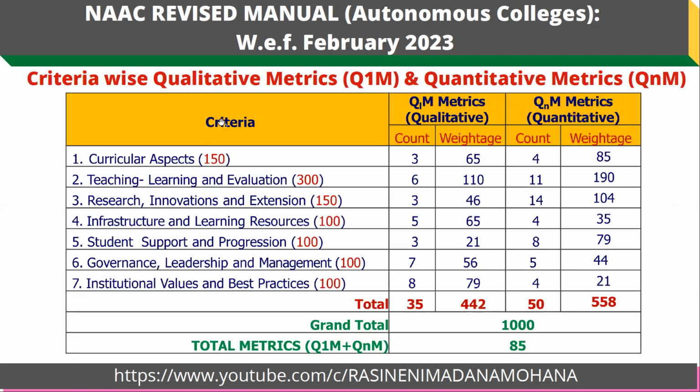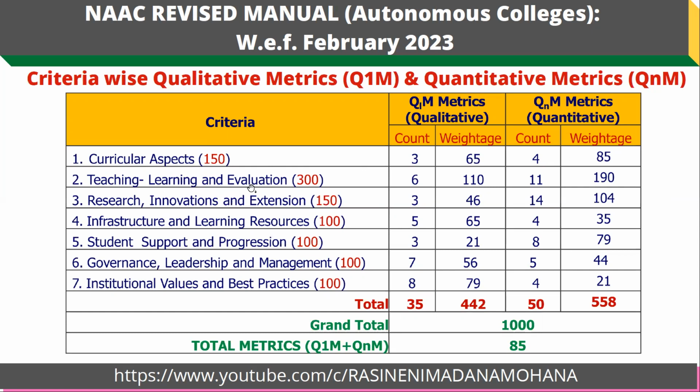Then criteria wise, see the summary of how many qualitative matrices and what are their weightages, how many quantitative matrices and what are their weightages. So first criteria 1, curricular aspects, overall weightage is 150, consisting of 3 qualitative matrices with 65 weightage, then 4 quantitative matrices with 85 weightage. Total 3 plus 4, 7 matrices are there, 65 plus 85, 150 is the weightage.